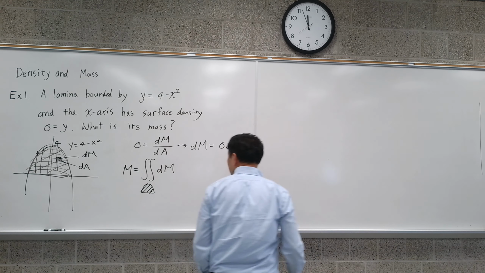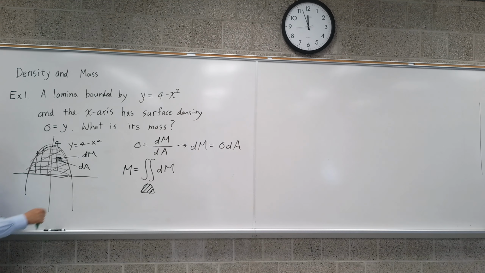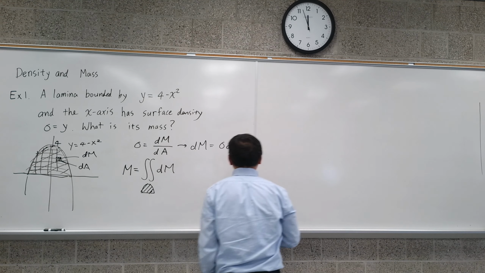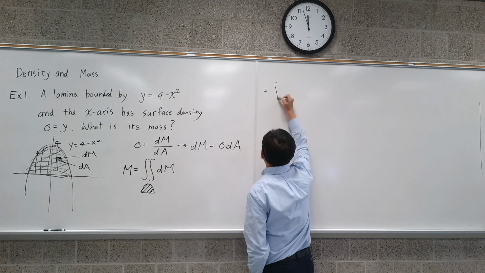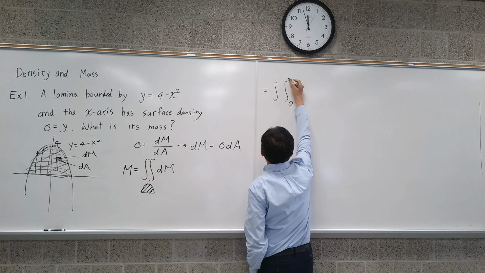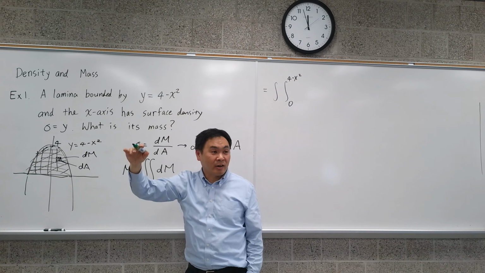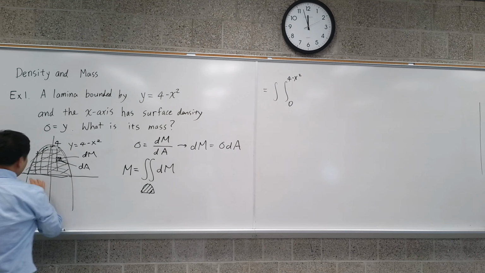Okay, let's continue on. Now we learned that with double integrals, you have to make a choice whether to paint right or up. For us, it's easy to go up because this bound is simply y equals 0, and this bound is y equals 4 minus x squared, so it makes more sense to go up. If you go upwards, that's going to give you 0 and 4 minus x squared.